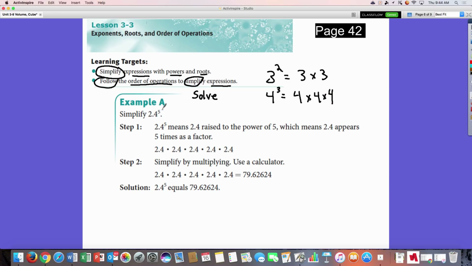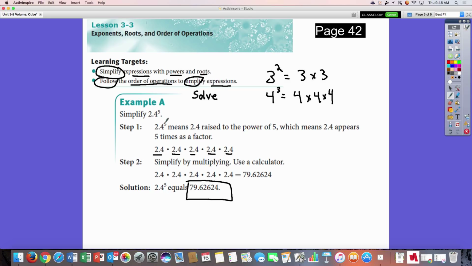Well, now we're getting some crazy powers. This one wants us to simplify 2.4 to the 5th power. That means we have 1, 2, 3, 4, 5 of that number. And of course, when the numbers start getting real big, I start using a calculator, right? Can't do this one in your head. 2.4 times 2.4 times 2.4 times 2.4 times 2.4. 79.62624. That is what 2.4 times 2.4 times 2.4 times 2.4 times 2.4 equals.